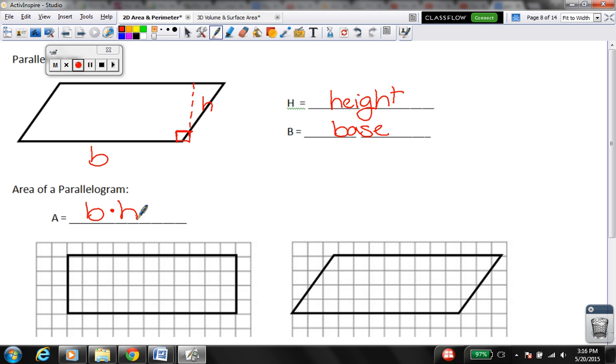Now, why is it base times height just like a rectangle? Now, in this bottom figure, I have a rectangle. And all I did with that rectangle is I shifted it. I moved it over a little bit. I moved it about 2.5 spaces. But I still have 1, 2, 3, 4, 5, 6, 7, 8, 9 rectangles in each. So those match.